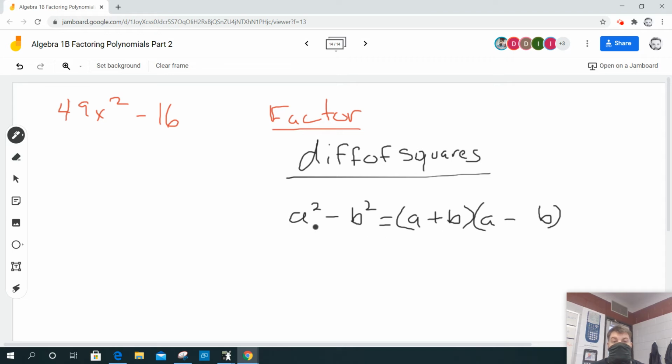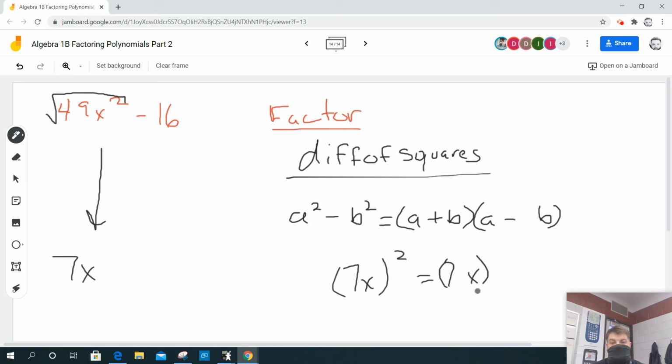So the way that I can factor this is I just got to think to myself, what is the square root of 49x squared? What do you guys think it is? It is just 7x, right? Because remember, 7x squared is 7x times 7x, which is what? 49. 7 times 7 is 49, and then x times x is x squared.